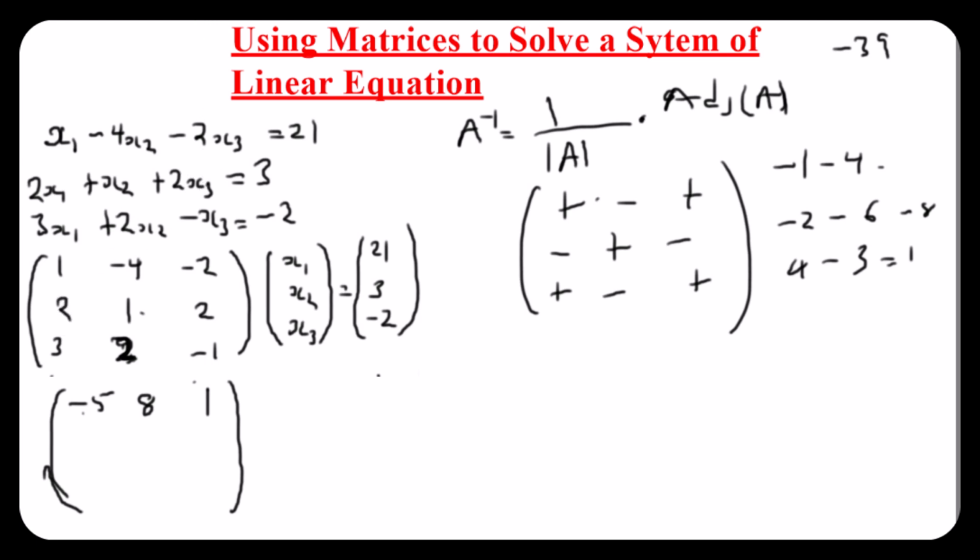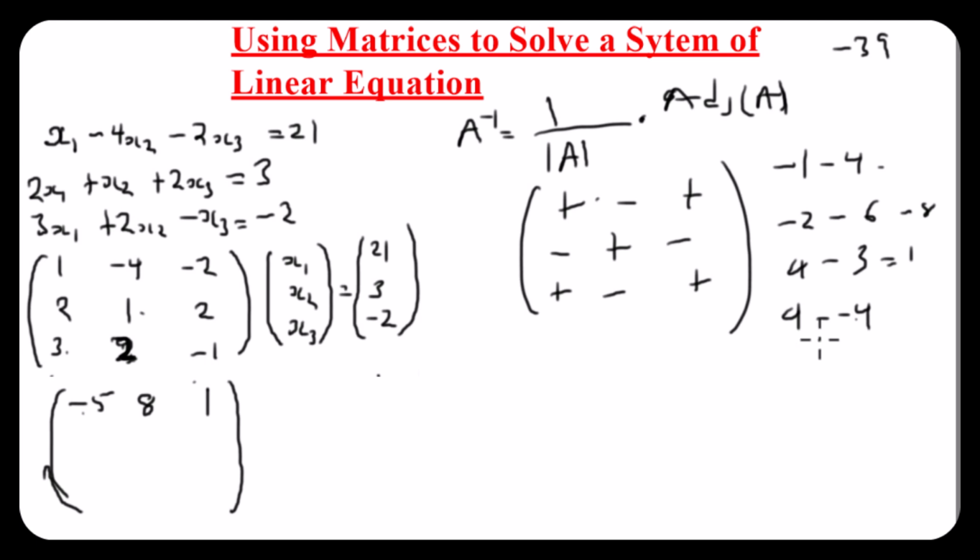For this one, strike this, strike this. I'm left with minus 4, minus 2, 2, minus 1. So minus 4 times minus 1, that's plus 4. Then 2 times minus 2, that's minus 4. So 4 minus minus 4, that's 4 plus 4. To repeat, minus 4 times minus 1, we already said positive 4.